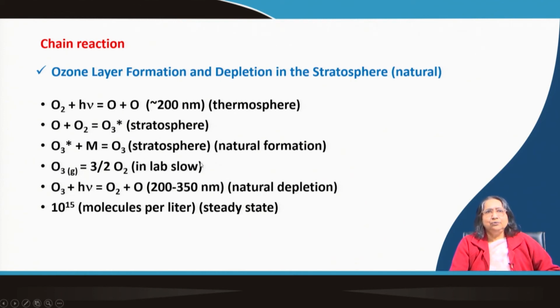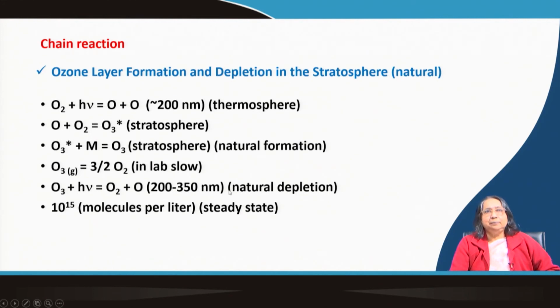Now, this one you forget, it is nothing related to this one, but this is a reaction that happens in the lab. Okay. Ozone can form oxygen, but it is a slow reaction. Now, ozone can react with a photon, but you can see here, this is the light of 200 nanometer, and this is light of wavelength 200 to 350 nanometer, means higher wavelength. Okay. So, energy is less. Here energy is more. So, what is happening? Ozone forms oxygen and O. Okay. So, this is the natural depletion.